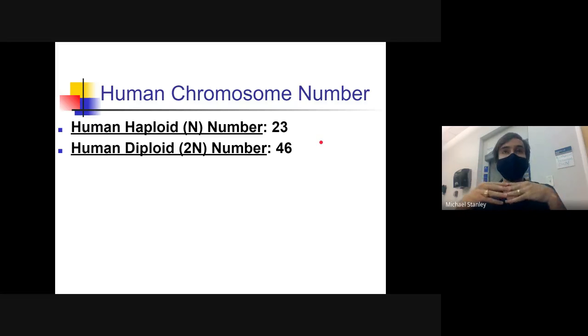So there are 23 different chromosomes in the human body. In haploid cells, we only have one copy of each one of those different chromosomes, so we have 23. In our diploid cells, we have two copies of every one of those chromosomes, and so there's 46 total.